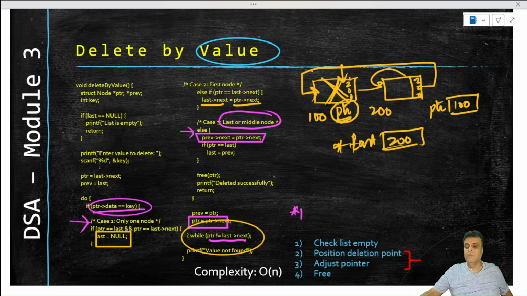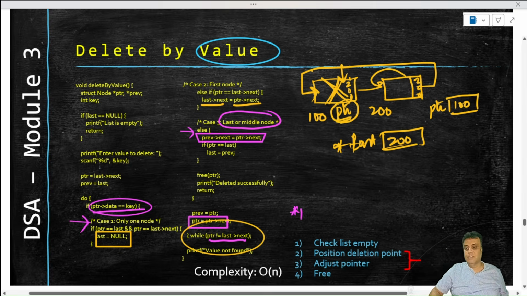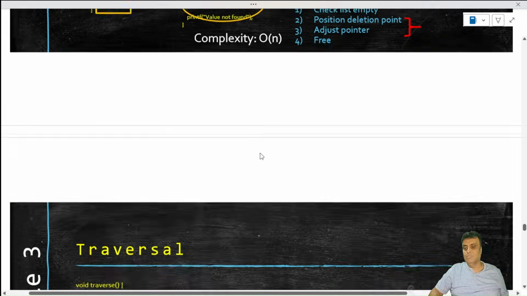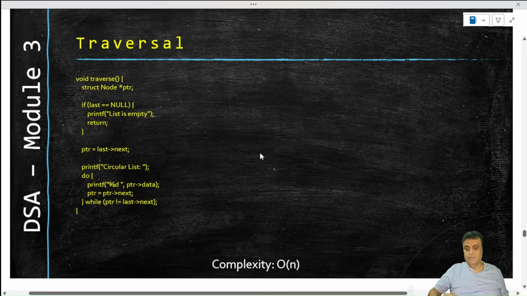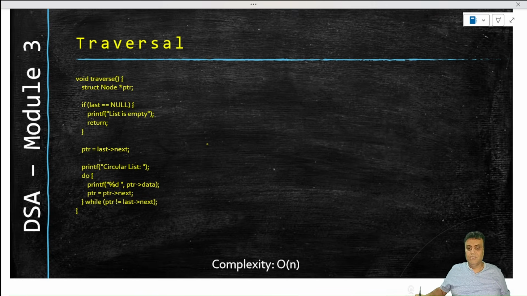So delete by value is something that you need to be cautious about, because this is a favorite question that is coming. So be careful if you want to score on this. Three cases, please remember, and the first two cases are very simple. In fact, the last case is also very simple, as long as you know how to move your pointers, I think you should be good, right? Order of n, again, as you can understand, because the value can be anywhere. Now traversal is easy. I don't think you need to worry about traversal.